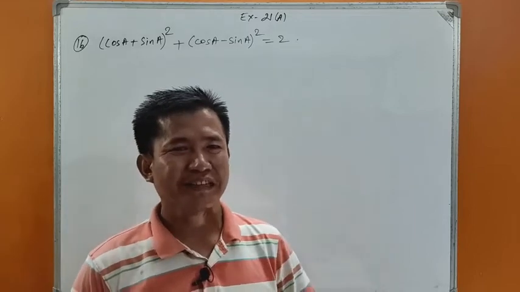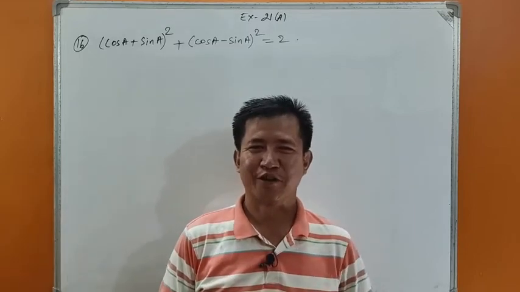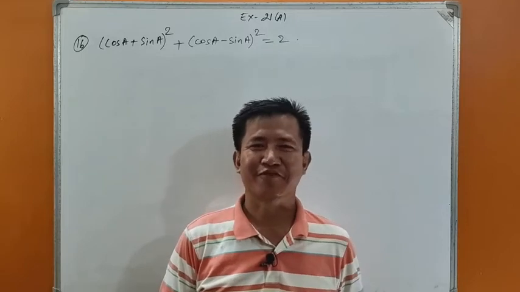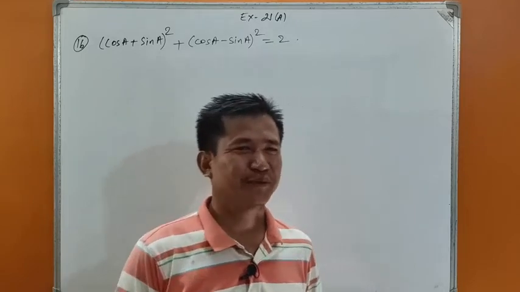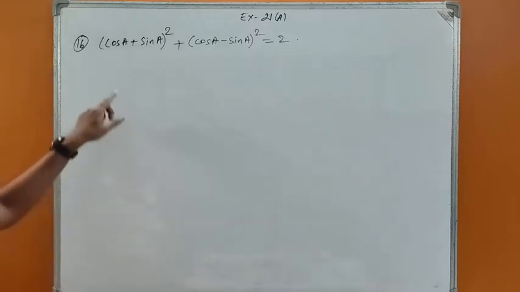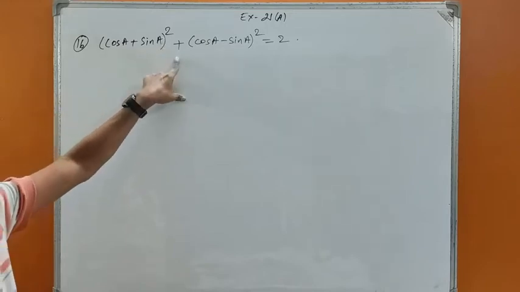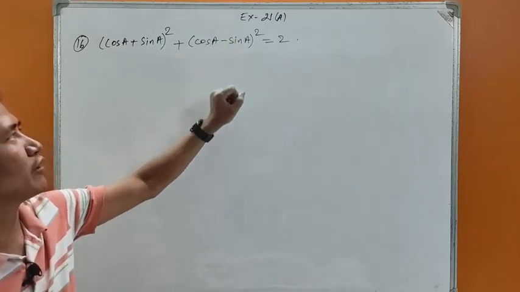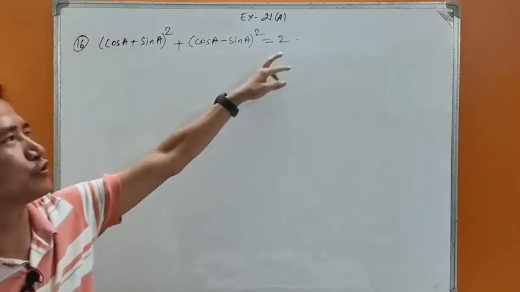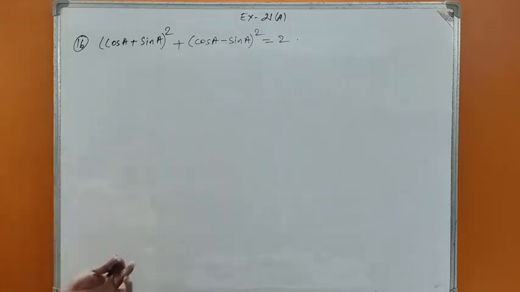So we have completed till question number 15 in our previous video, and today we will start from question number 16 onward. Okay, let's begin. So this is question number 16 from exercise 21a. In the left hand side we have (cos a plus sin a) whole square plus (cos a minus sin a) whole square, and we are asked to prove this equals 2, isn't it? So let's do this. It is very simple.